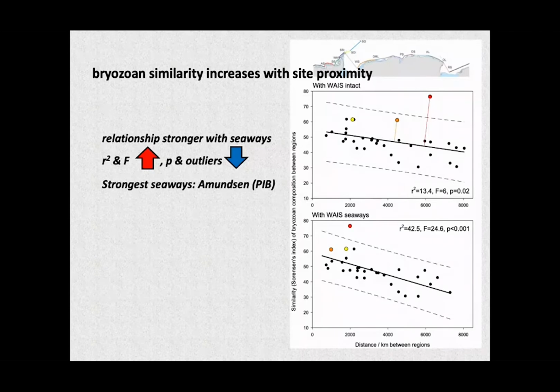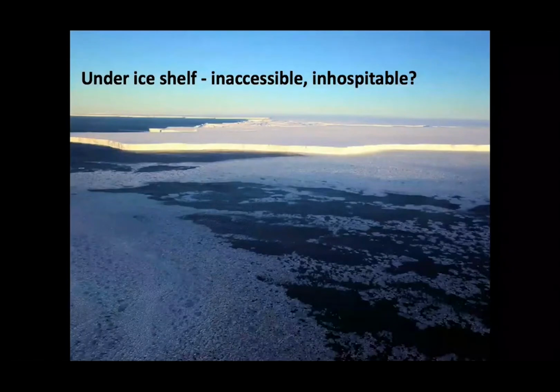However, these analyses are compromised by the paucity of sampling at each end of the putative seaway. The problem is that these are rarely sampled, difficult to reach locations, with much of the closest points underneath ice shelves, hard to access. Sampling under ice shelves is very difficult, costly and time consuming.